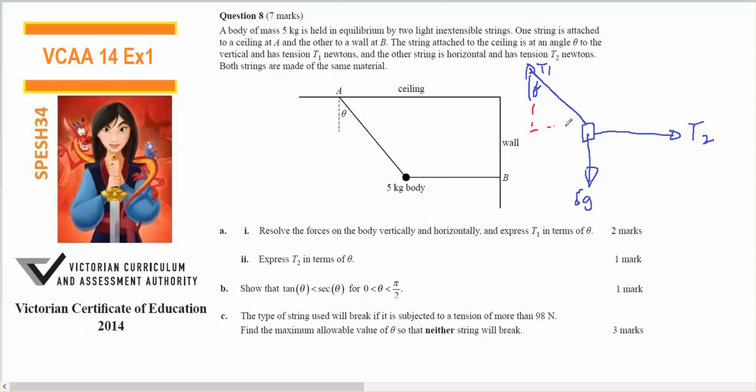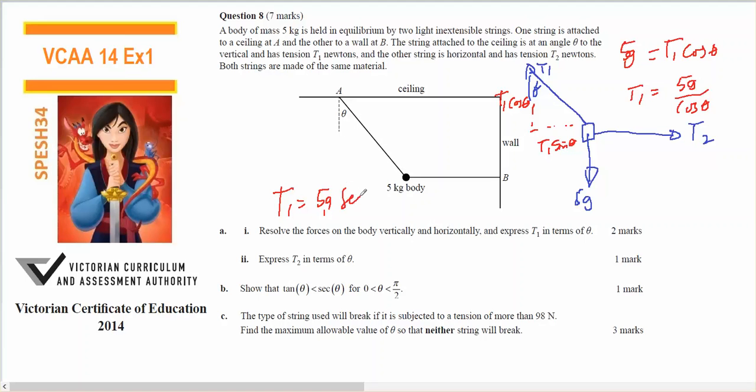Therefore, this is T1 sine theta, this is T1 cos theta. Since it's in equilibrium, 5G, which is the vertical component, equals T1 cos theta, which means T1 equals 5G on cos theta, or it's equal to 5G sec theta. So T1 is 5G sec theta.